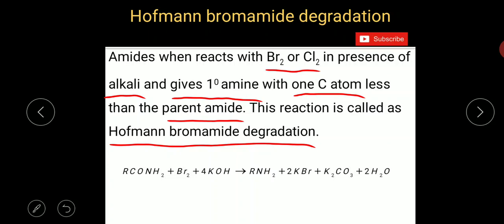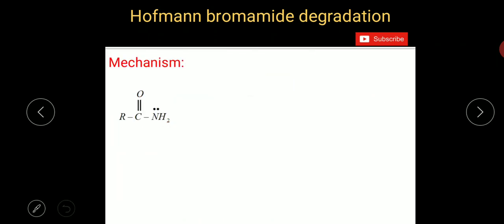In this reaction, an amide with formula RCONH2, when it reacts with bromine in presence of an alkali, caustic potash, will give you an amine, RNH2. It's a primary amine. And when you compare the formulae of the amine formed and the parent amide, we got one carbon less. Let us see the mechanism of this reaction.